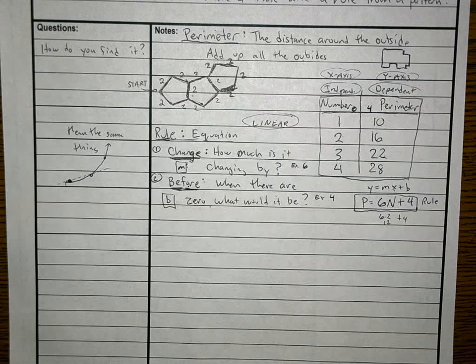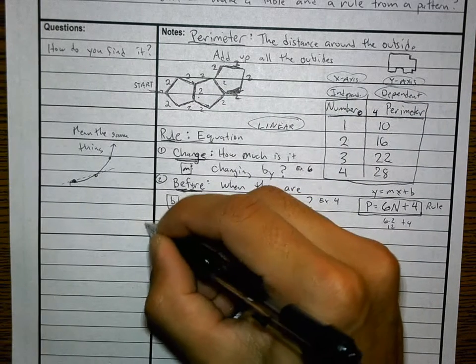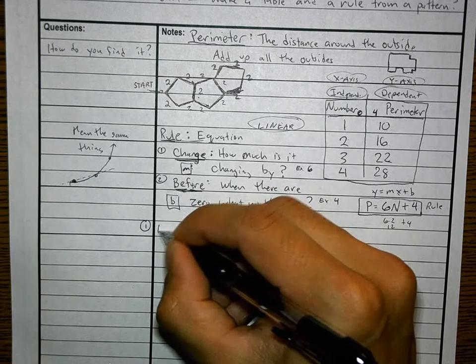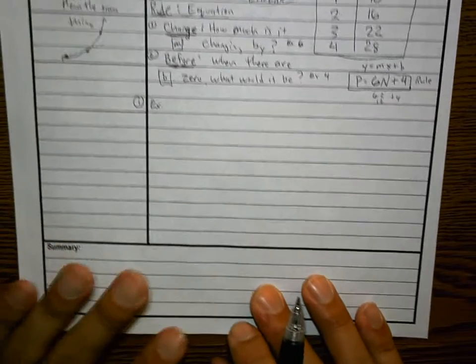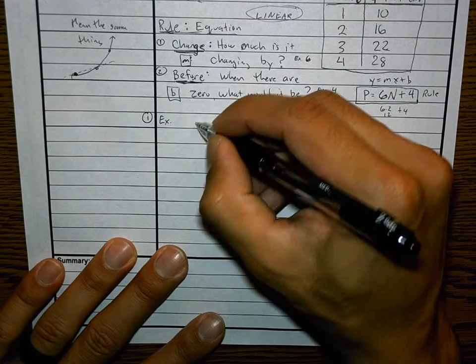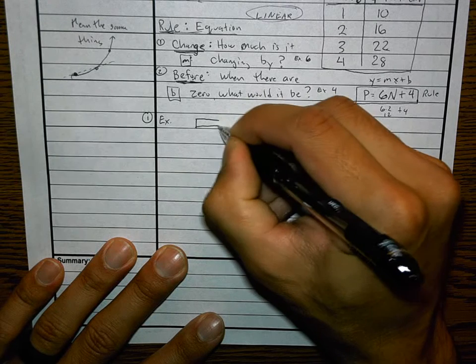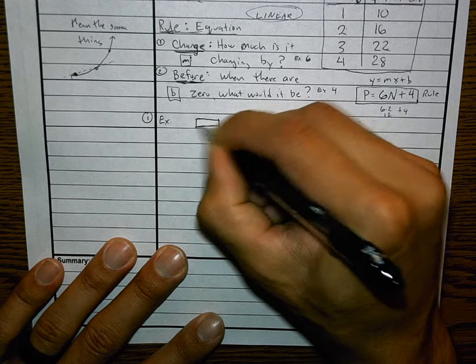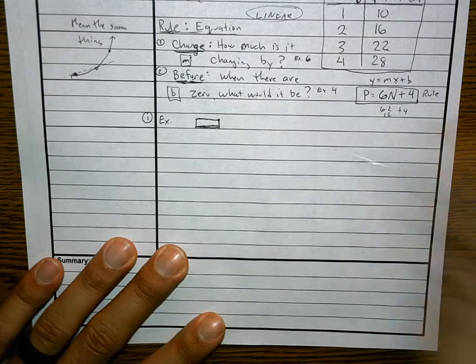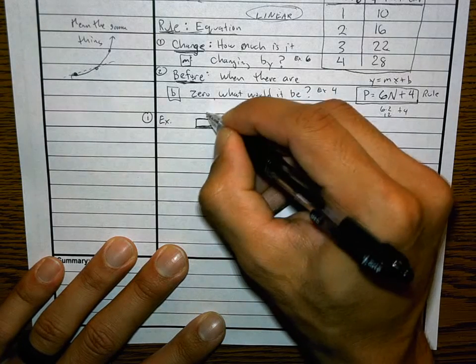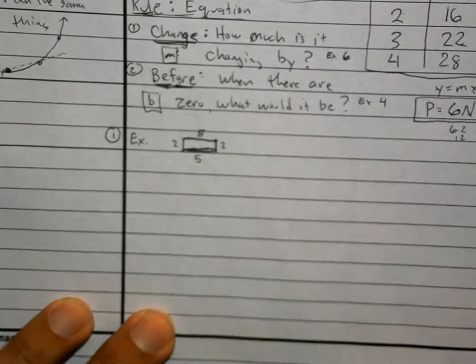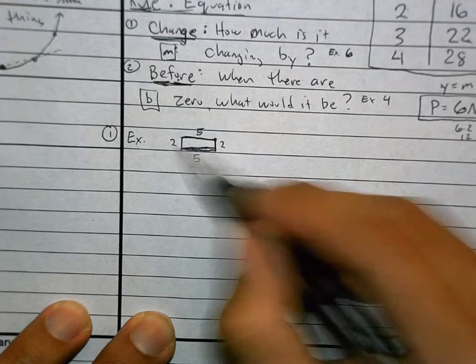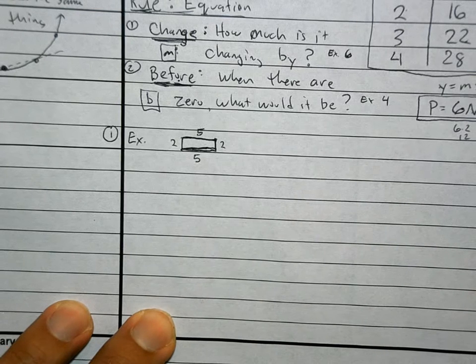Let's do a different example. Let's put example, and I'm going to put a 1 in parentheses. This will be just like your first problem on your worksheet. Here is the pattern, or here's the shape. It's a rectangle. Sorry, it's supposed to be a perfect rectangle, but Mr. Promo can't draw very well. And this rectangle, I know it's kind of hard to see, so I'm going to zoom in a little bit, has a height of 2 and a length of 5. It's a perfect rectangle.